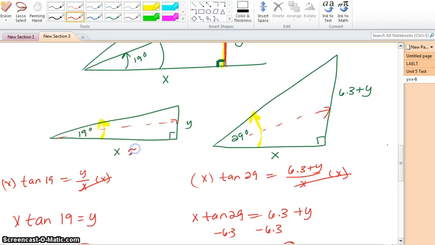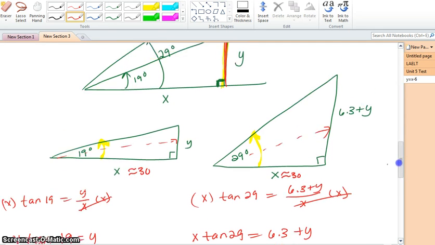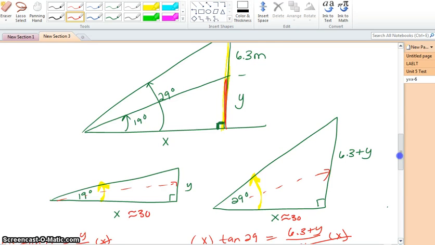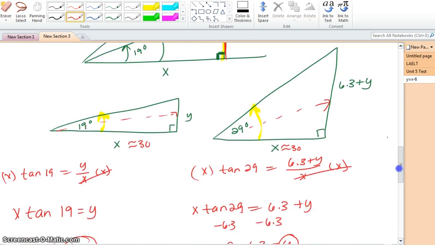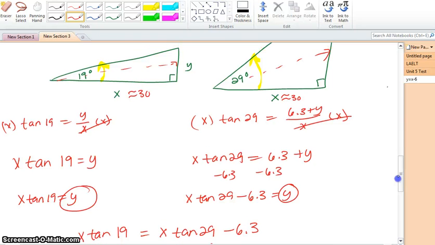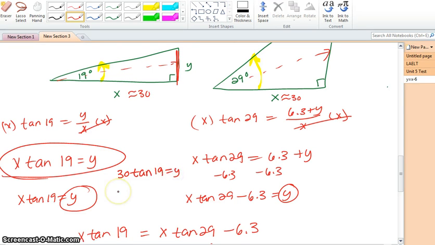Go back up to your diagram. And that gives you your distance along the horizon, which is enough information to go back and find this distance y using either of your equations. So x tangent 19 equals y. Using substitution becomes 30 tangent 19 equals y. Making that y distance approximately 10.33.